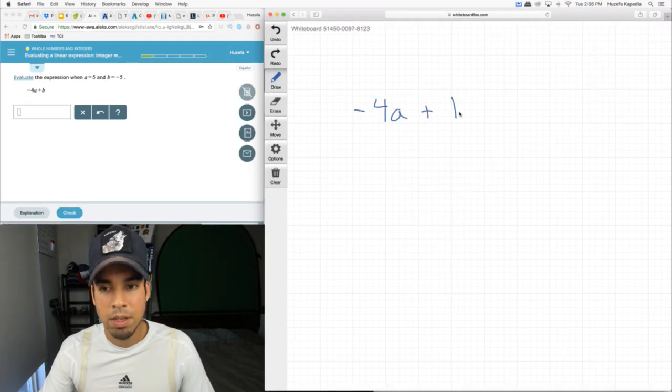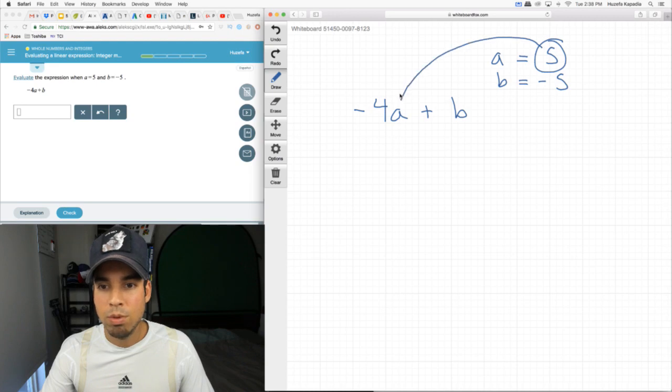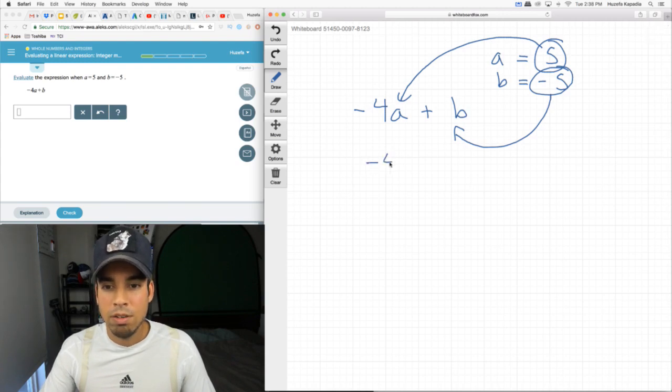-4a plus b. All right, so a equals 5, b equals -5. So a equals 5, so we bring that over here. B equals -5, so we bring that over here. Okay, so we got -4 times 5, right? I'm just replacing it plus -5.